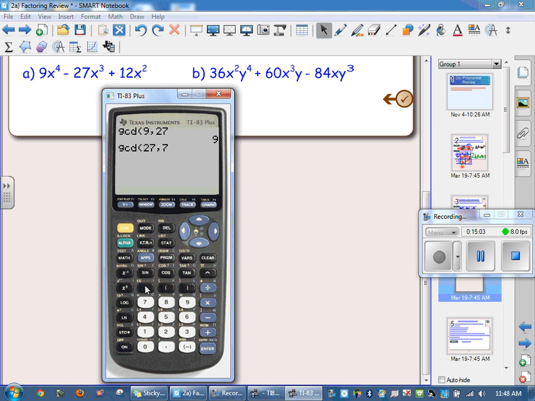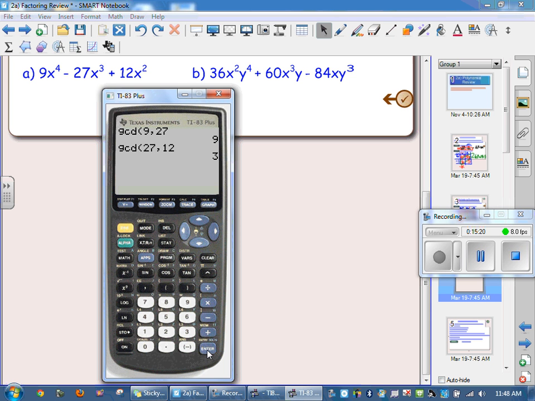Well, there it says it's 3. So that means 27 and 12 can only divide by 3. Well, does our first number 9 divide by 3? Yes. So then we found our greatest common factor there. Okay? Let's try the one on the right-hand side, 36, 60, and 84.